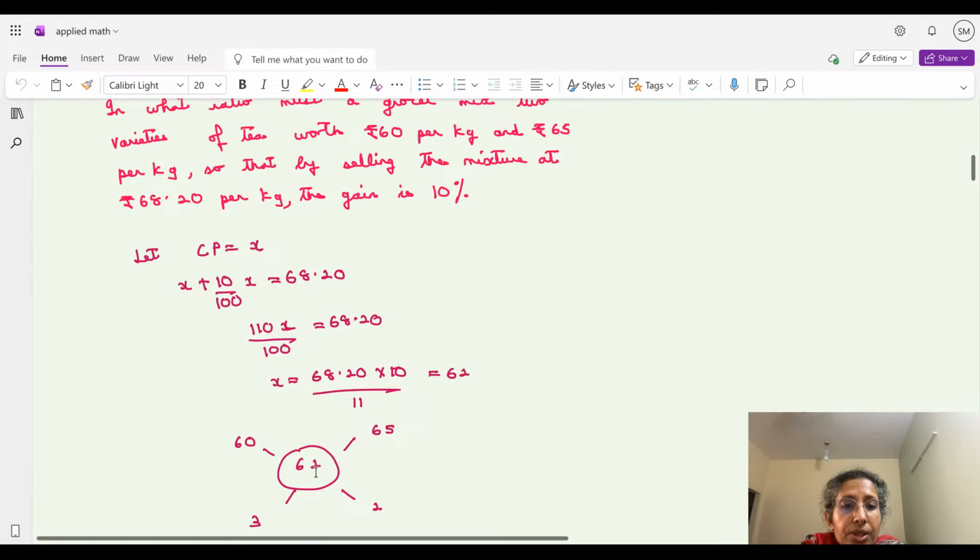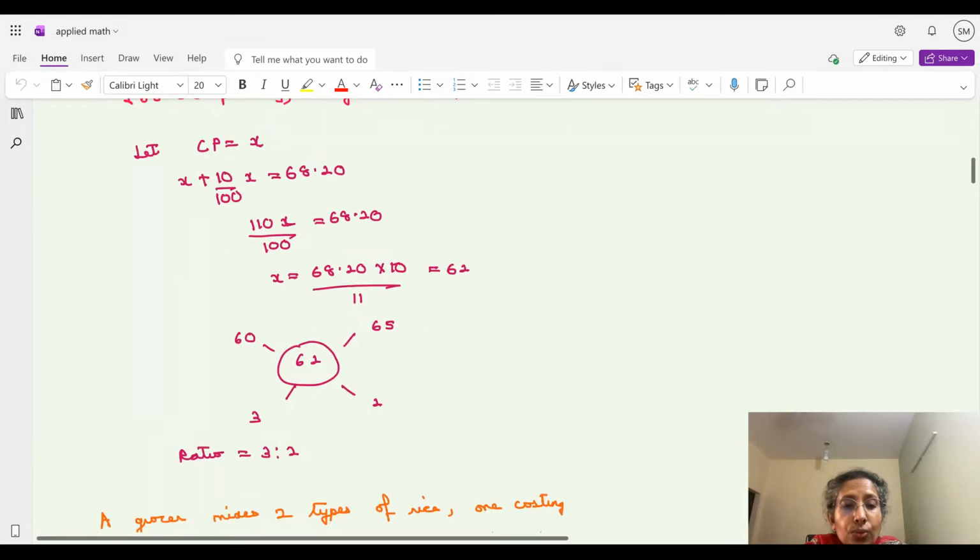So your mean price is 62, and again we write the cheap quantity is 60, expensive quantity is 65, and we want the ratio. So if you subtract, you get 3, and 62 minus 60 is 2. So the ratio will be 3:2.